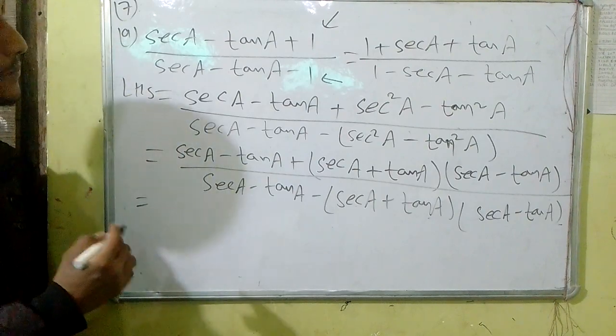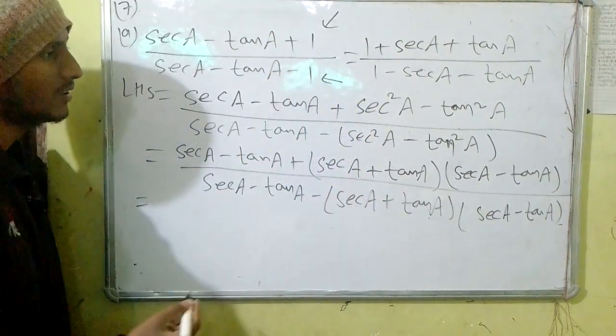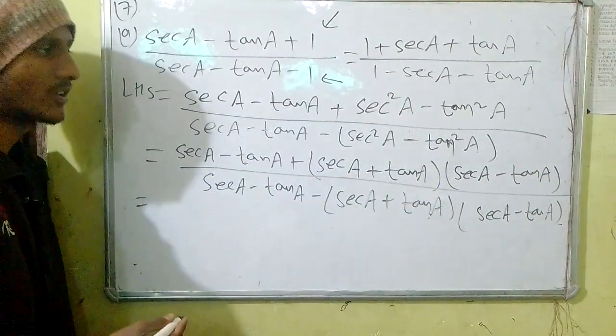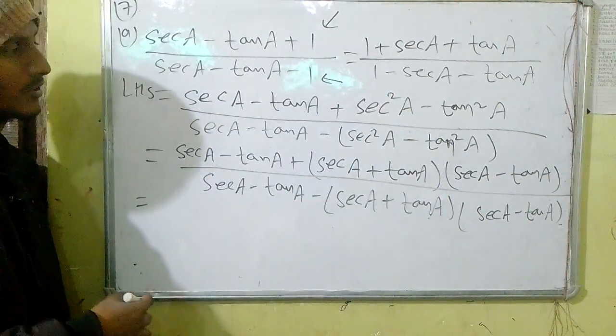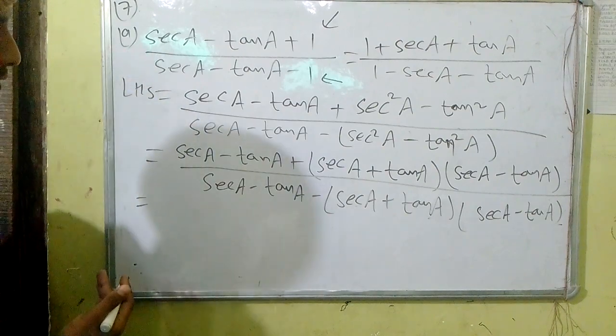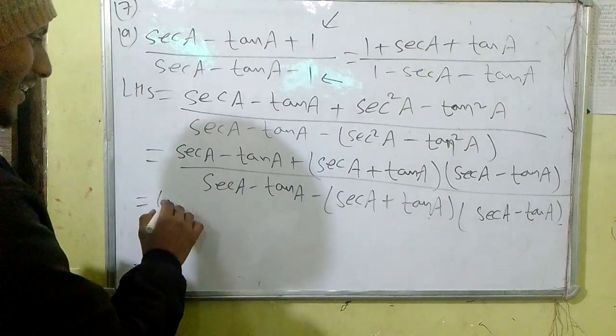The trickier part here was realizing that we have to replace 1 by this identity, secant squared a minus tan squared a is equal to 1. Otherwise there was nothing hard in this problem, so there's nothing to be intimidated about. And now we're going to factor this out.